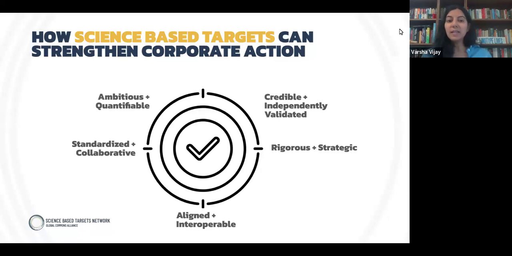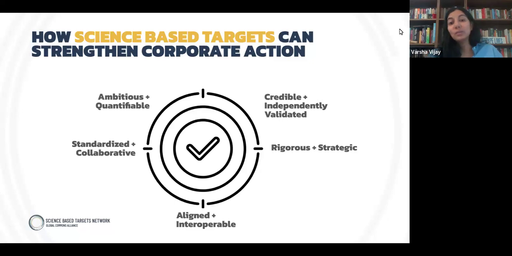They're also aligned and interoperable. So science-based targets are designed to work with major disclosure frameworks like TNFD and CSRD. They strengthen reporting, increase efficiency, and prepare companies for future regulatory expectations. They're also rigorous and strategic. Science-based targets give companies clarity on what's enough, avoiding ad hoc or qualitative goals, while offering a structured, science-driven process that helps integrate environmental action into core business strategy.